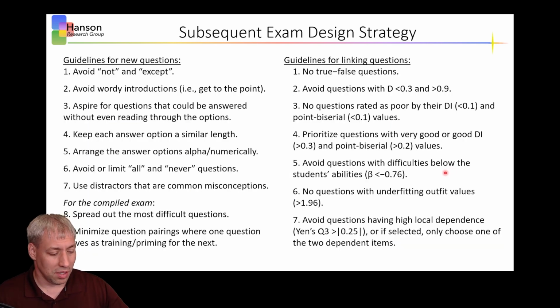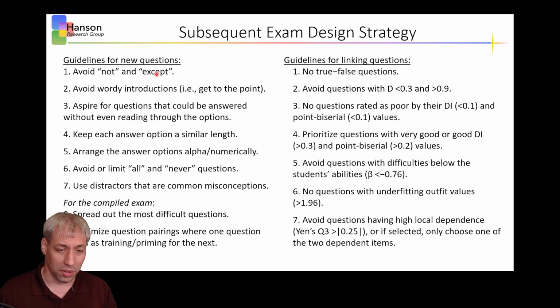Then we implemented a few design strategies. First, the guidelines for designing new questions. Again, you can check out this list or pause and read through it. The papers this came from are cited in this paper, so take a look at those as well. We also used linking questions, which allow us to reuse questions so we can calibrate versus previous exam iterations.